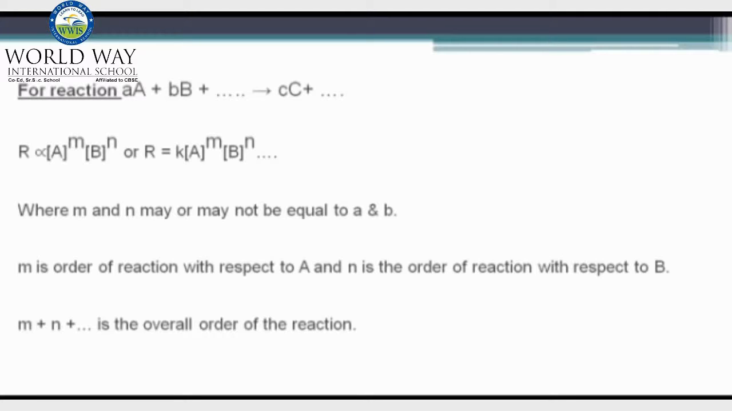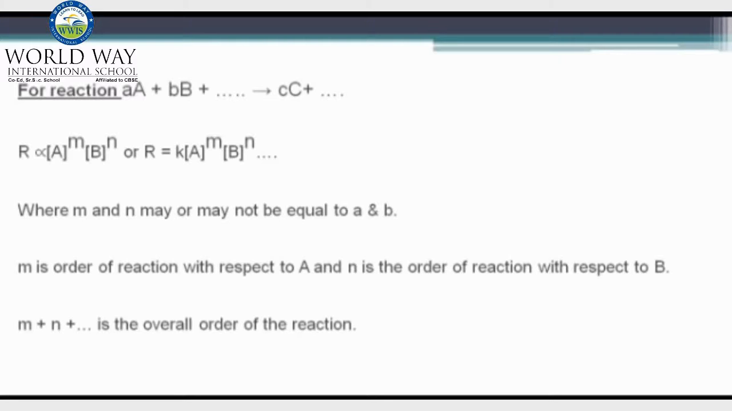Considering an example of a reaction A plus B plus other reactants to form a product C and so on. The rate law is given as directly proportional to A to the power m, B to the power n and so on. You can see that the coefficients in the balanced chemical equation are not the same as the powers in the rate law, since we had already discussed that these powers are the experimental results. After adding m, n and the other powers, we can get the order of reaction.